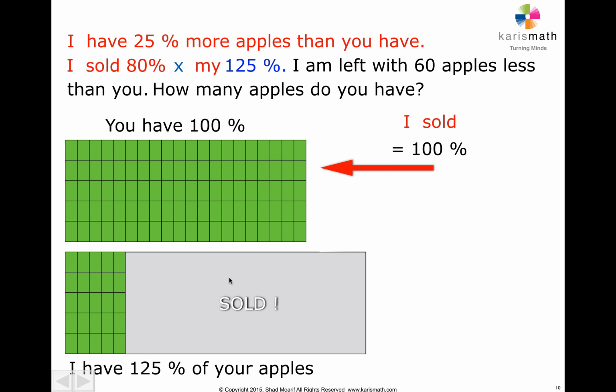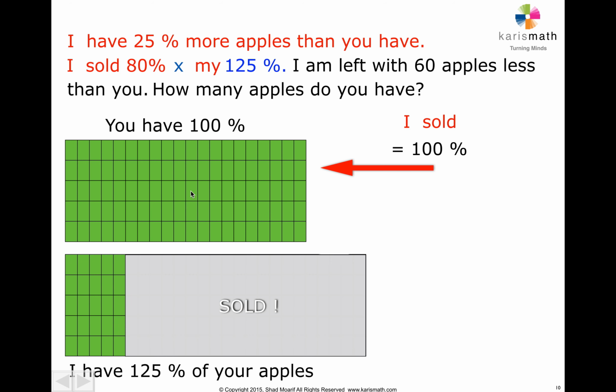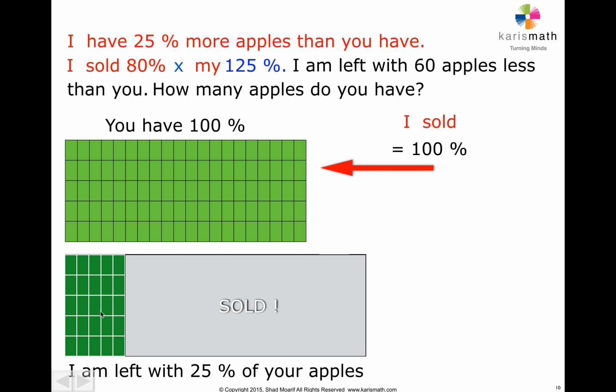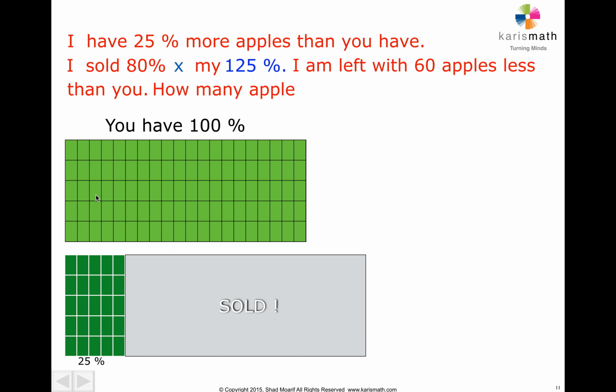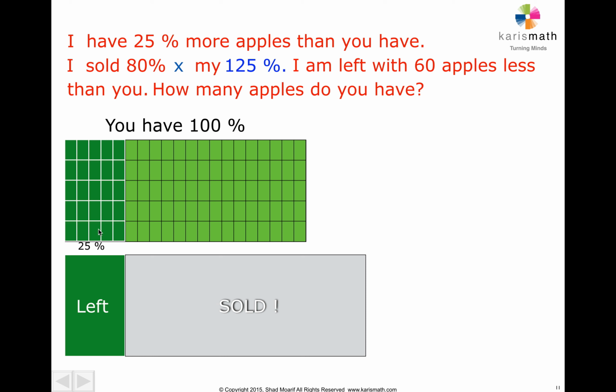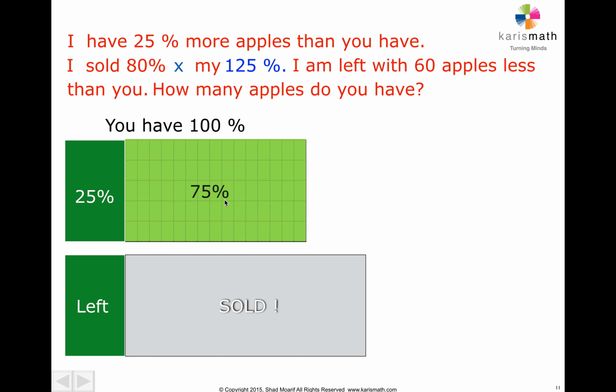That's gone. And I'm left with 60 apples less than you. So whatever you have, if you take away 60 from that, that will be equal to this. So that's how you get it. If I sold this much, then I have 25% left. But this 25% actually happens to be your 25%, right? So it's 25% of your apples. If this is 25%, and this is the same as what was left, then this must be 75%.